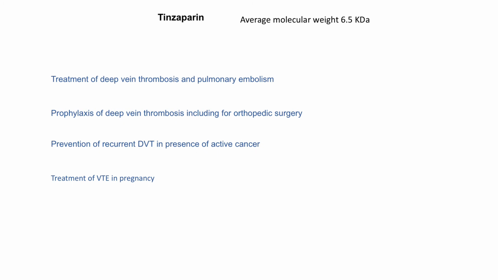Tinzaparin has the highest molecular weight and antithrombin effects among all low molecular weight heparins. Its indications include prophylaxis of DVT and treatment of DVT and pulmonary embolism. So all these low molecular weight heparins are used for prophylaxis of DVT and treatment of DVT and pulmonary embolism.